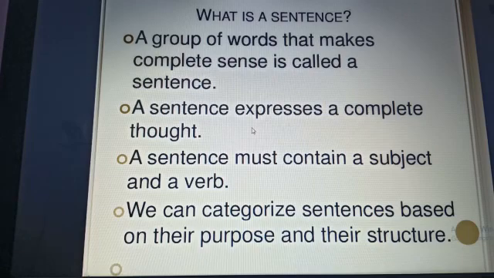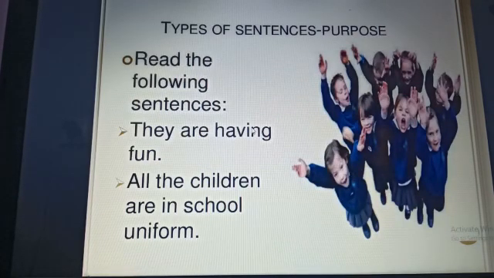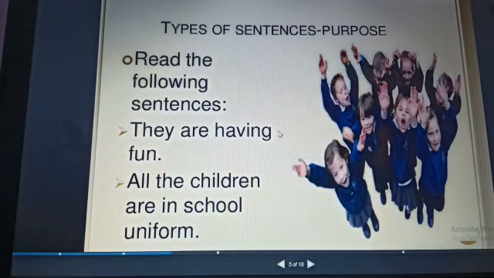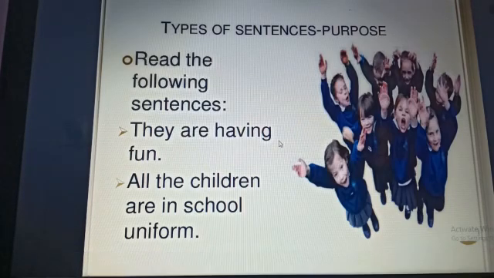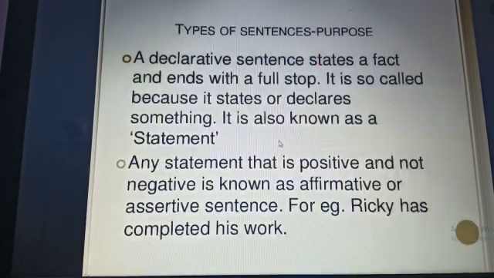Now let's read about the different categories of sentences. Let's read the following sentences first of all, and you will tell me what type of sentence it is. They are having fun. All the children are in school uniform. So what type of sentences are these? Well, it's quite clear that these are declarative sentences. A declarative sentence is the one which states a fact and ends with a full stop.